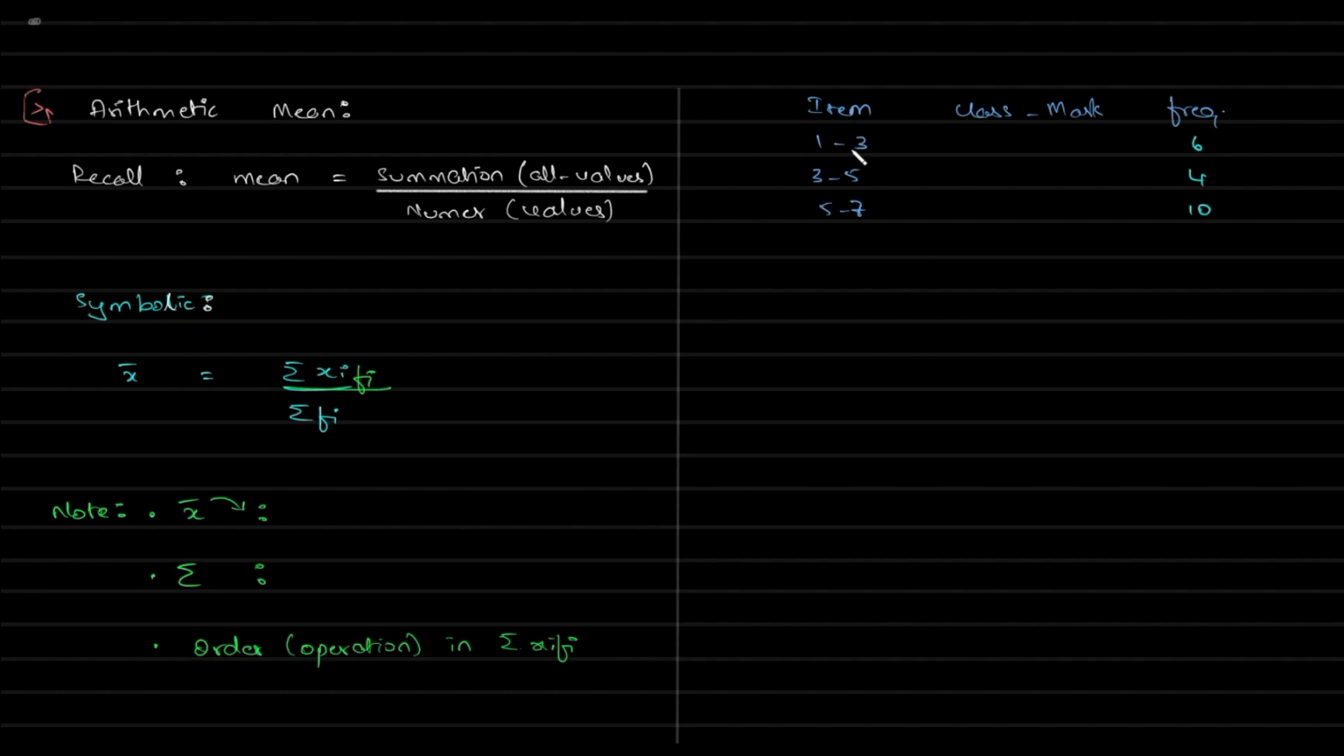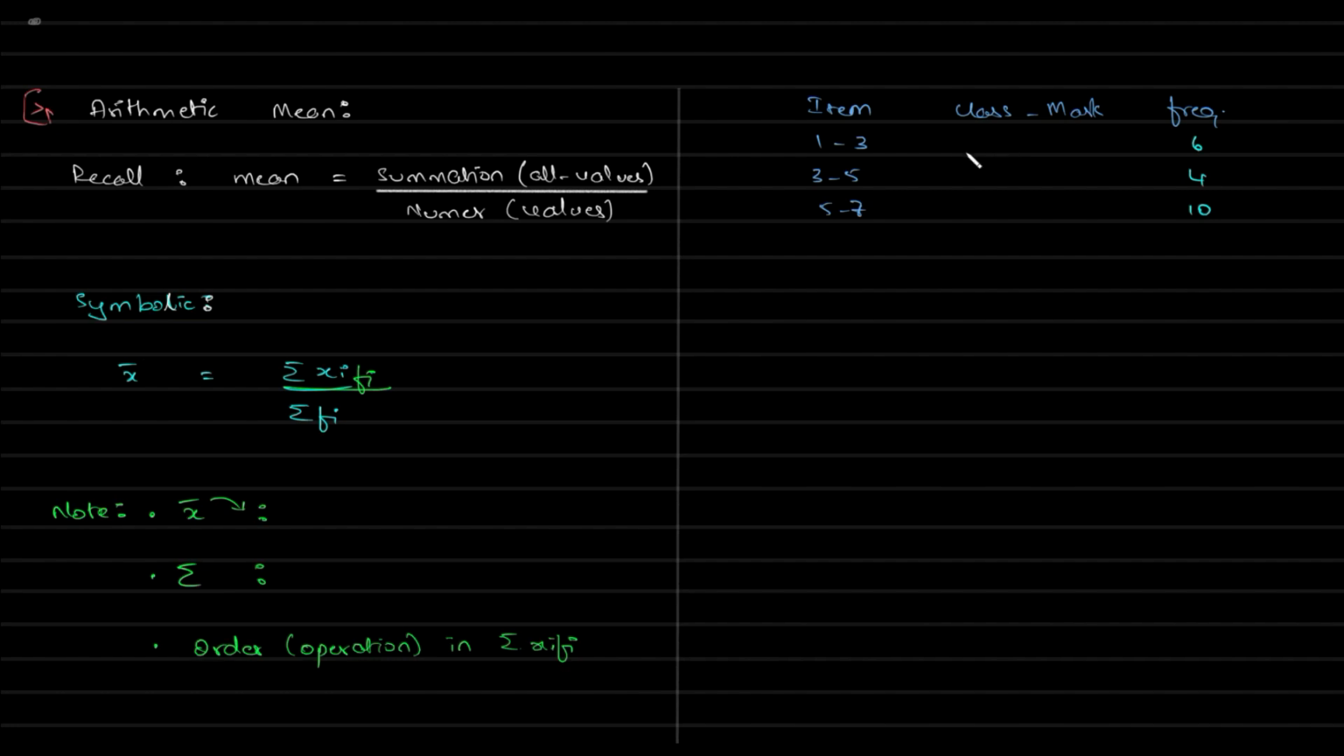So here we are looking at a table which tells that I have numbers 1 to 3, there are 6 of them. I have numbers 3 to 5, there are 4 of them. I have numbers 5 to 7, there are 10 of them. We don't know which exact numbers are there. So how will we go about doing it? Because we don't know the exact value. So what they tell is, if you have such a huge data, it's okay to take the average of it. That is, for each class, we'll take the class mark.